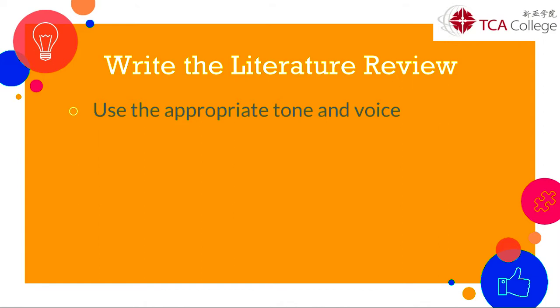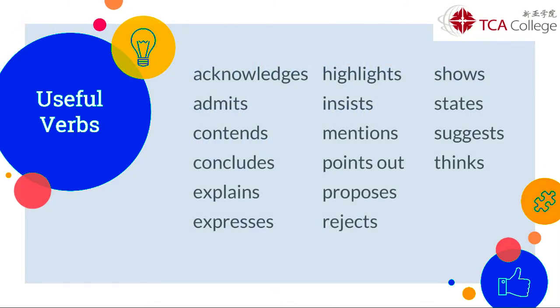You should also be writing in the third person, using third person language and not first person language. Secondly, summarize your sources. Learn to summarize the content and use a variety of verbs in your writing. Instead of constantly just using author A says this, author B says this, use verbs like acknowledges, admits, contends, concludes, explains, expresses, and on and on. And I've given you several verbs here which you can utilize. This adds variety to your language and expression.